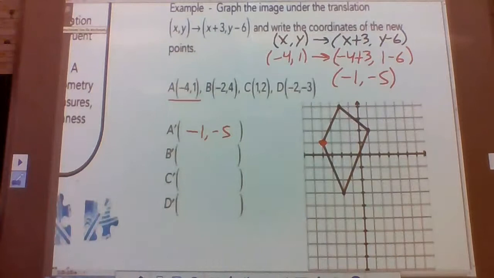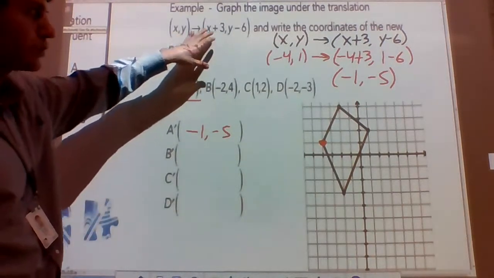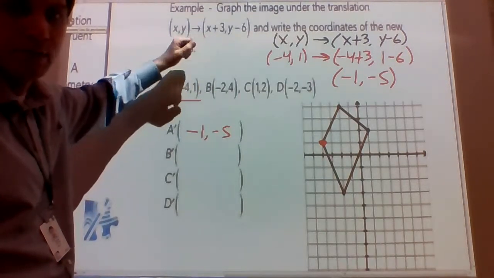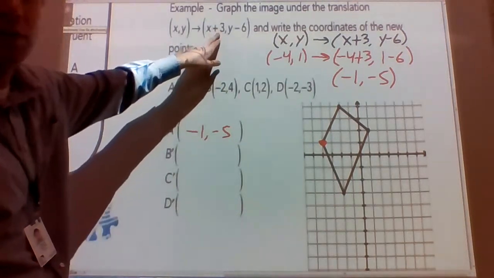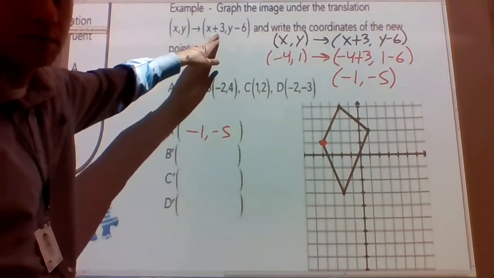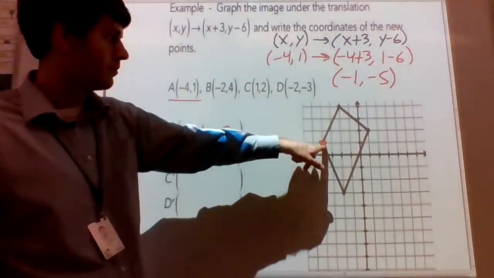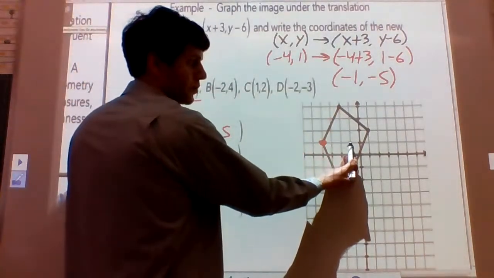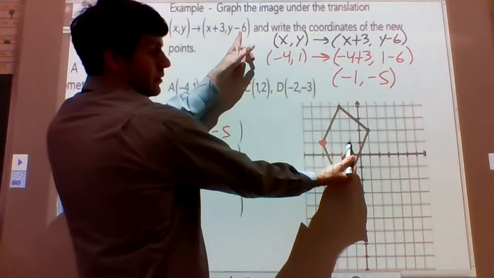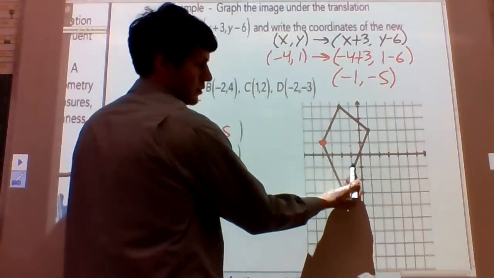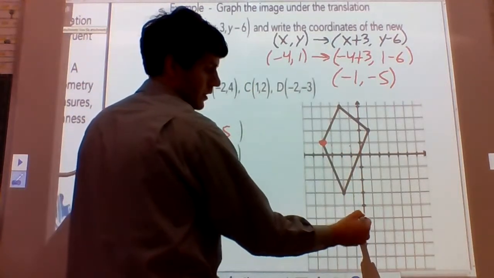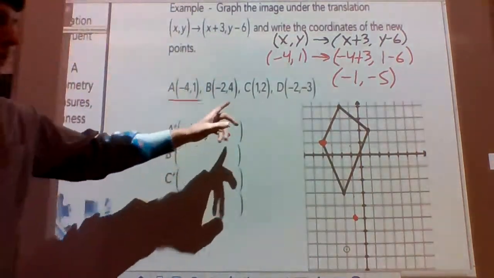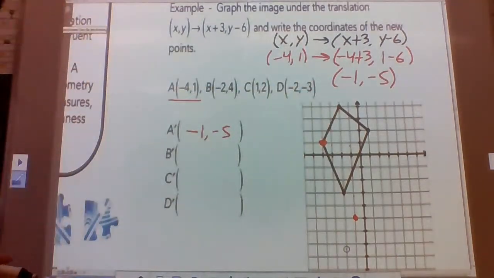The other way is by simply looking at how much we're shifting the preimage horizontally and vertically. Horizontally, we're going 3 to the right. We start at point A, 3 to the right, that's 1, 2, 3. And then we go 6 down, it's negative: 1, 2, 3, 4, 5, 6. That point should be -1, -5, which is what we got by substituting into our notation.